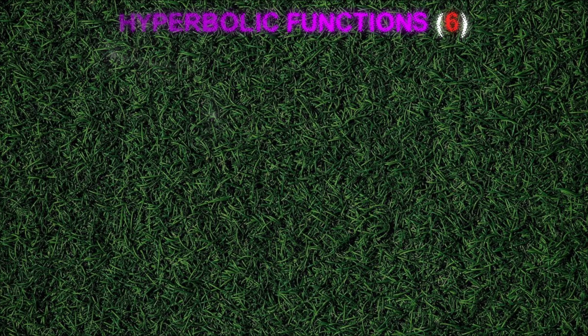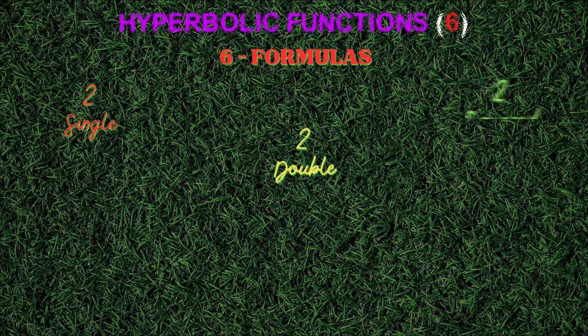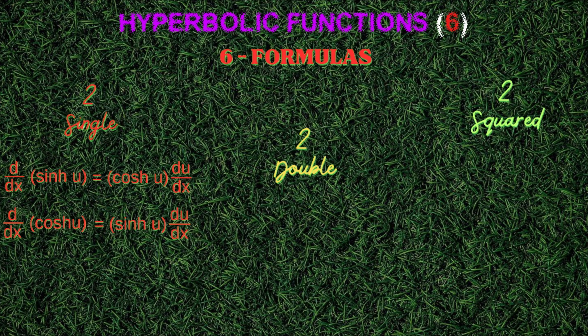For hyperbolic functions, we have 6 formulas. 2 for single, 2 for double, and 2 for squared. Itong single, ibig sabihin yan, single function lang yung sagot. So meron tayong hyperbolic sine or sinh u and hyperbolic cosine or cosh u. The derivative of sinh u is cosh u du dx. So single function lang. Pag derivative of cosh u, we have sinh u du dx.